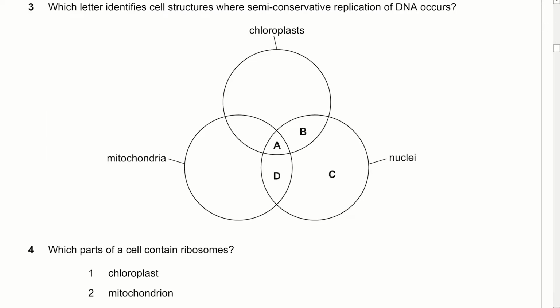Which letter identifies cell structures where semi-conservative replication of DNA occurs? First of all, DNA replication occurs in structures that actually contain DNA. In this case, chloroplast contains circular DNA. Same with mitochondria, also contains a circular DNA. So both of these are correct. For nuclei, it contains the normal linear DNA. In case of all of them containing DNA, its replication is going to happen, and the answer is going to be A.